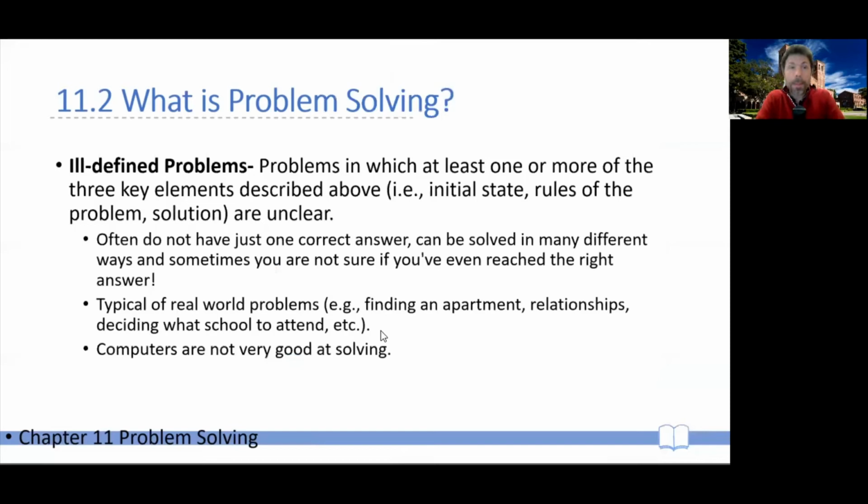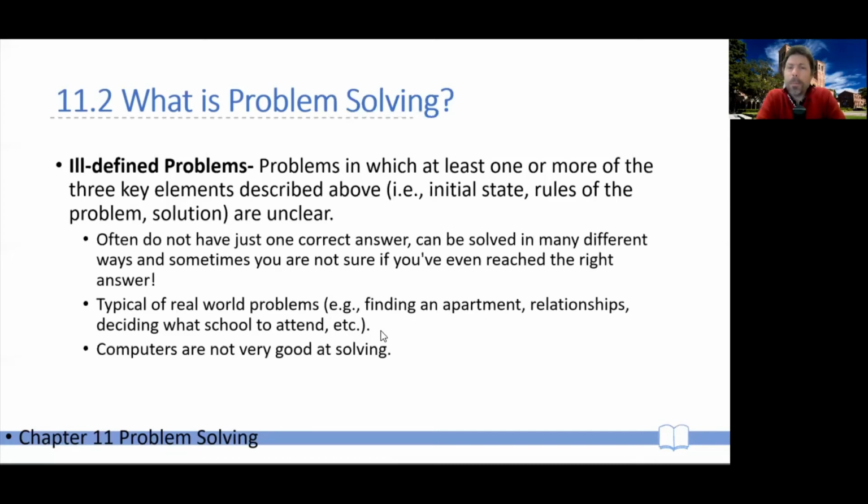Now, a different type of problem are so-called ill-defined problems. Now, these are problems in which at least one of those 3 key characteristics, so the initial state, the rules of the game, and the solution, are unclear. And these types of problems often do not have just one obvious correct answer. There might be multiple types of answers allowable. And there might also be many different types of solves that are allowable. And in fact, sometimes you're not even entirely sure whether you have reached the solution to the problem or not.